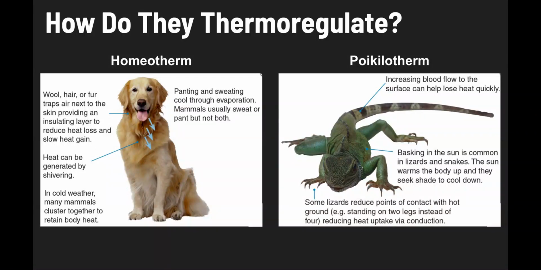Some lizards reduce points of contact with hot surfaces, like the ground. Like if they're on a bunch of rocks or something, and the rocks get very hot, they just stand on two legs instead of on all four, and this reduces the heat uptake through conduction. So these are some ways that animals thermoregulate.